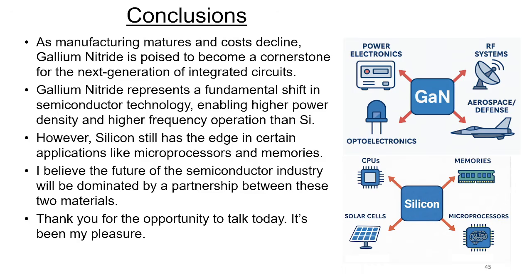Conclusions. As manufacturing matures and costs decline, gallium nitride is poised to become a cornerstone for the next generation of integrated circuits. Gallium nitride represents a fundamental shift in semiconductor technology, enabling higher power density and higher frequency operation than silicon. However, silicon still has the edge in certain applications like microprocessors and memories. I believe the future of the semiconductor industry will be dominated by a partnership between these two materials.